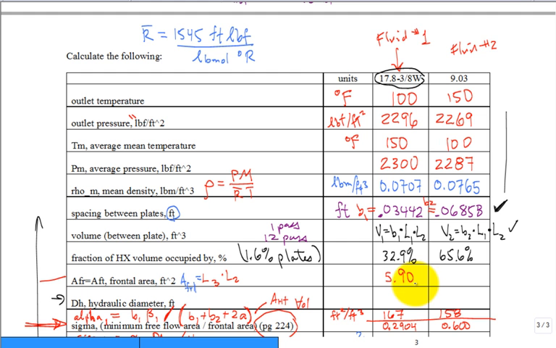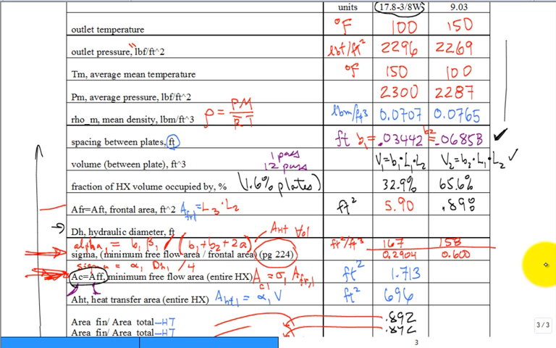This is where I stopped doing both sides. Who got the frontal area for fluid passage number 2? 0.898, and that's square foot, right? Good. Let's continue on. What about the hydraulic diameter? That was just reading the chart, 0.00696 feet.